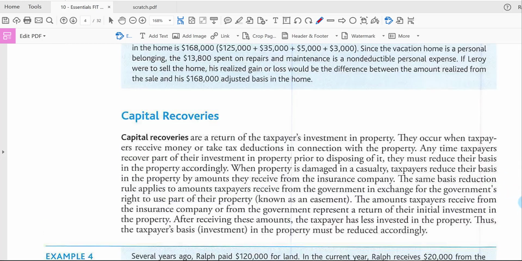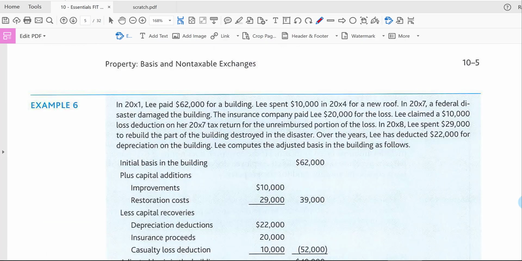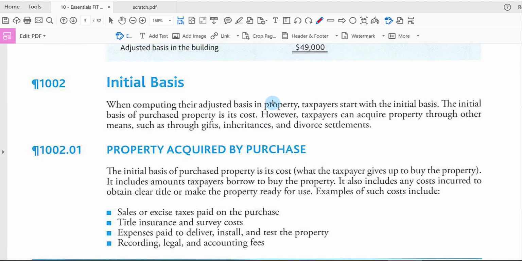Let's take a look at the next amount here called initial basis, what you start off with. The most common type of initial basis is where you buy the property. So this is the amount you have to pay for it. Maybe you have to borrow money. That would be part of the purchase price.